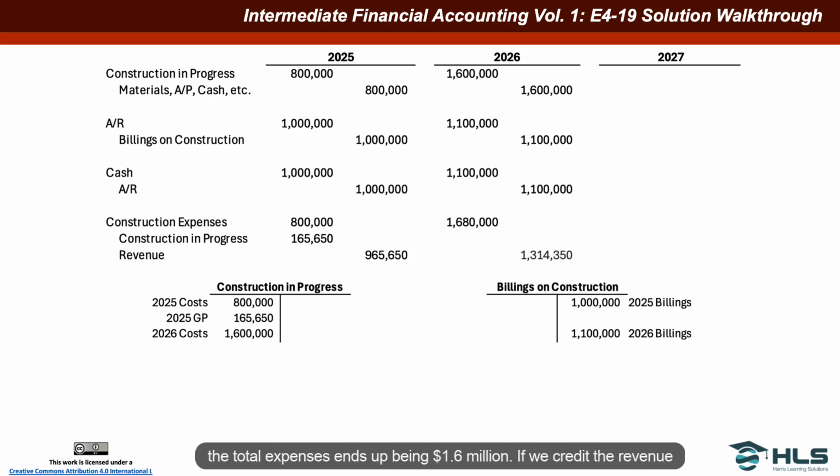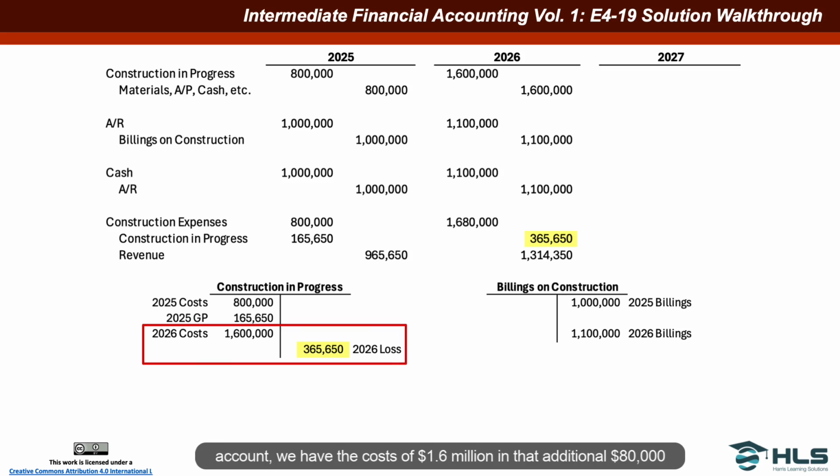If we credit the revenue as calculated to be $1,314,350, the difference between those two now is a credit to the construction in progress for $365,650, which happens to be the loss that we have to record in 2026. But notice in our T account, we have the costs of $1.6 million, and that additional $80,000 loss is captured in the adjusted loss that we have to record in 2026.